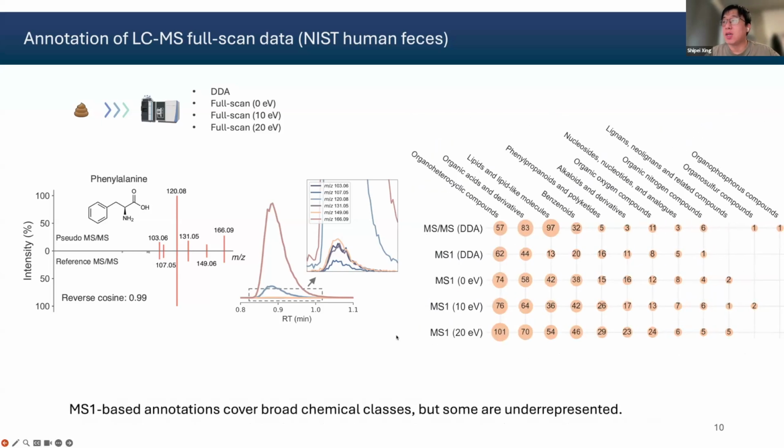Also, in terms of the compound classes of annotations, MS1-based annotation does cover a broad diversity of compound classes, but there are clearly some classes that are underrepresented, because some compound classes don't generate sufficient in-source fragments.